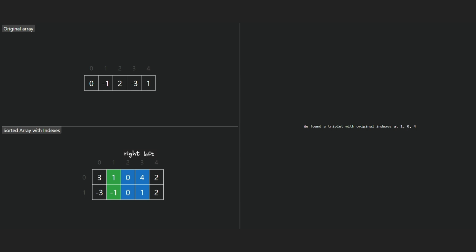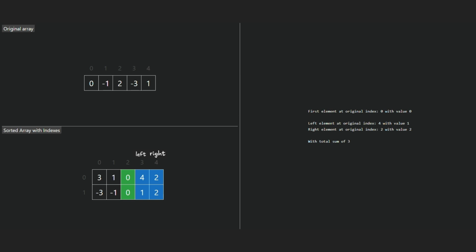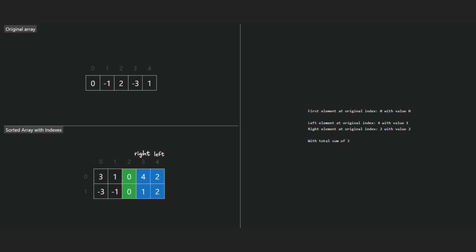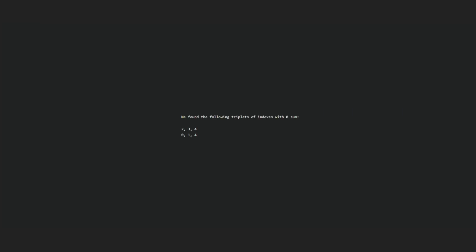Pointers cross, stop. For i equals 2, array at i is 0, original index 0. Target sum is 0. Left at 3, right at 4. Left at 3, the value is 1, original index 4. Right at 4, the value is 2, original index 2. Sum is 1 plus 2 equals 3, greater than 0. Decrement right. Left at 3, right at 2. Pointers cross, stop. Step 3. Result is 0, 1, 4, and 2, 3, 4.